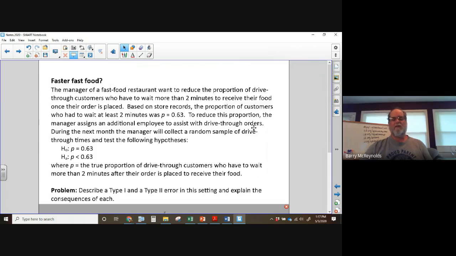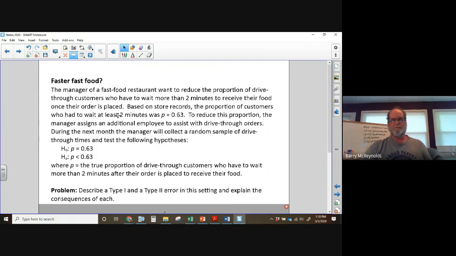So the test that we'll be performing here is a significance test where the null hypothesis is that the true proportion of customers who have to wait is 63% of the time. Against the alternative, do they have to wait less than 63%, or 0.63? And the reason we have picked less than here is we want to improve, or we want to reduce, the amount of time they have to wait 2 minutes.